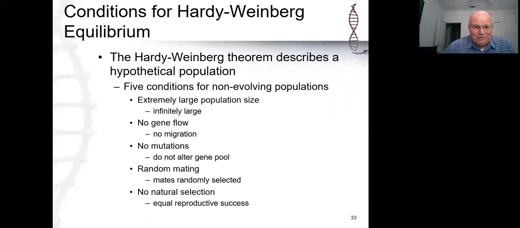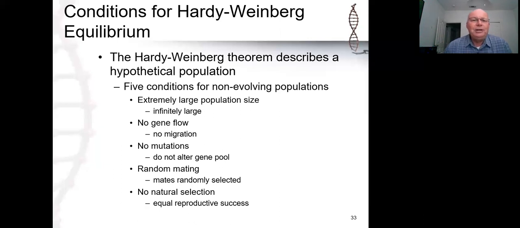So our interest in these assumptions is a little bit more functional, rather than being used for underpinning the theorem. Because once we understand what these 5 conditions are, we also understand what we should be looking for to identify a species that is evolving, or a population that is evolving. Because any evolving population is going to break one or more of these assumptions.